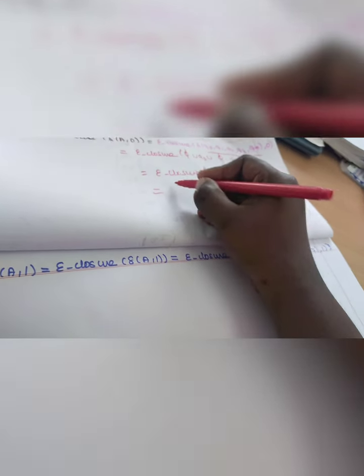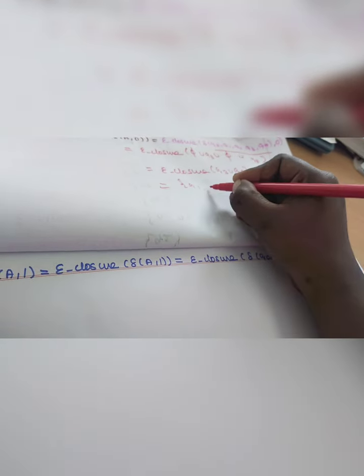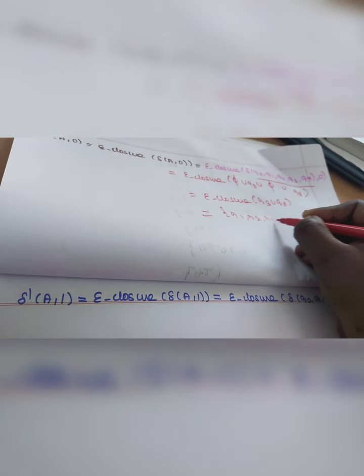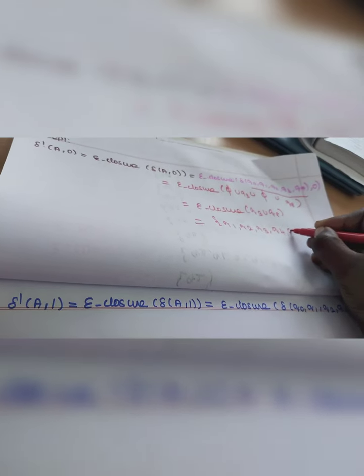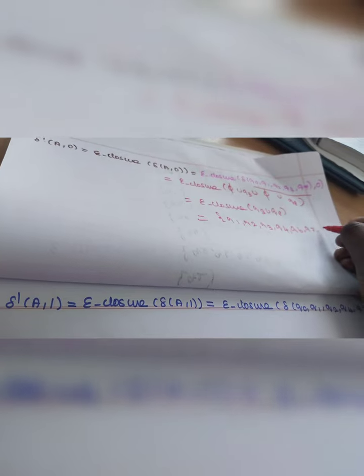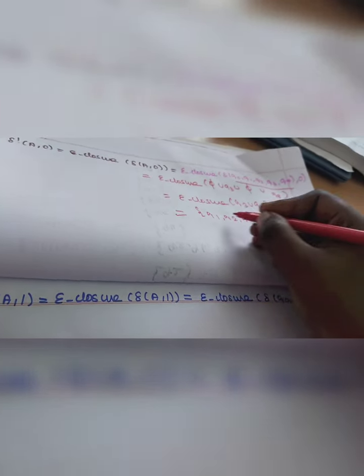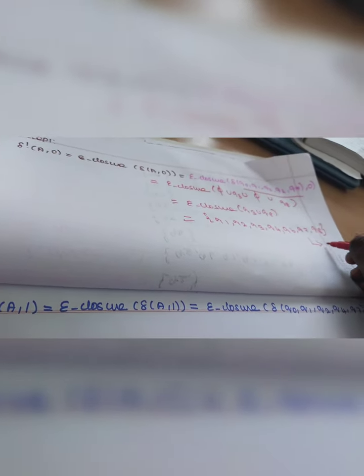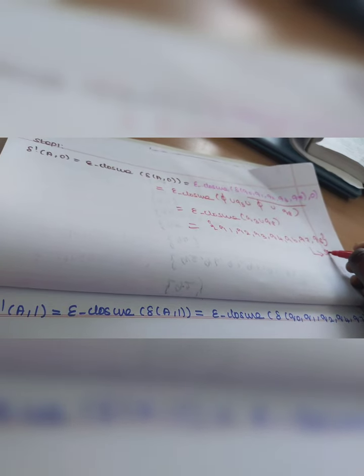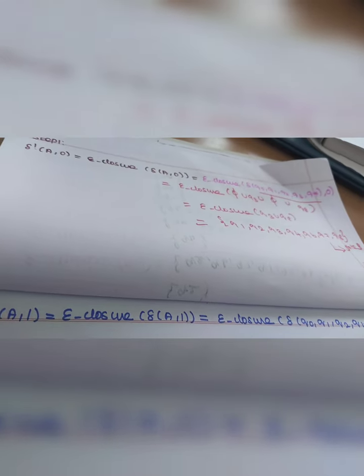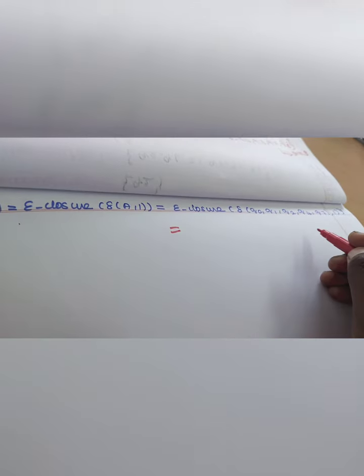So you got Q1, Q2, Q3, Q4, Q6, Q7 and Q8. So this is one new state. You can take this state as state B. Then you can process with delta dash of A comma 1. So you can write the delta dash of A value with the processing 1.